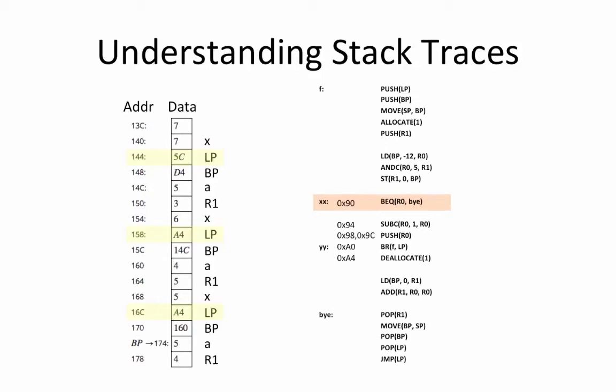Counting backwards by 4 bytes and accounting for the fact that a push operation consists of 2 instructions, we see that label XX equals 0x90. And that is the value of the PC when the program is halted.